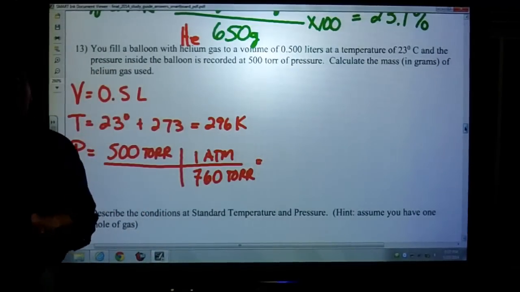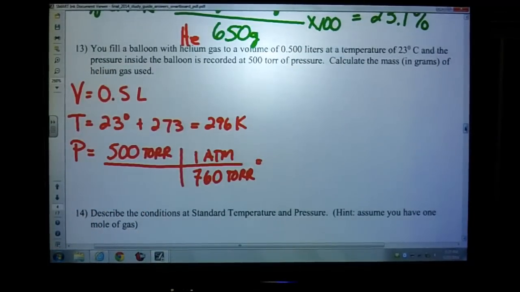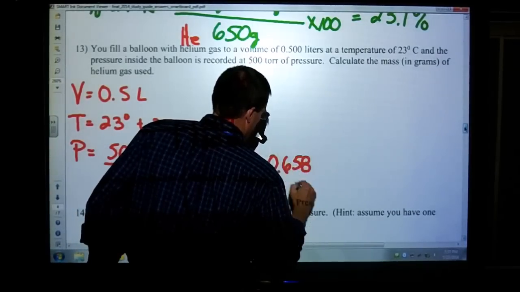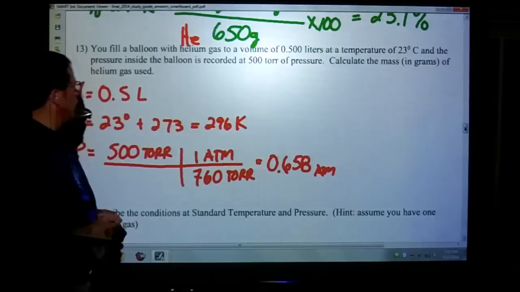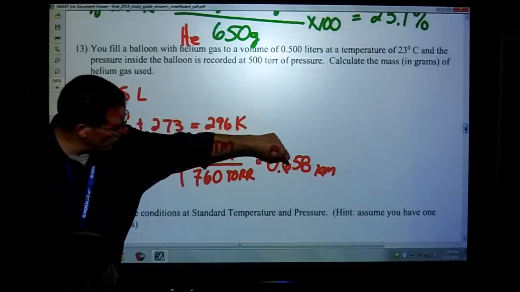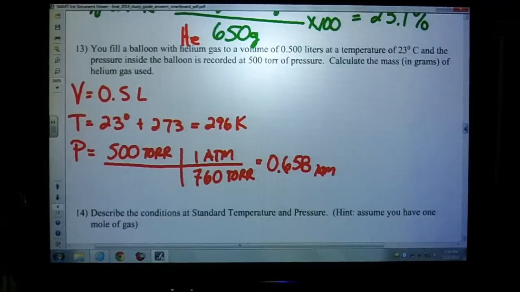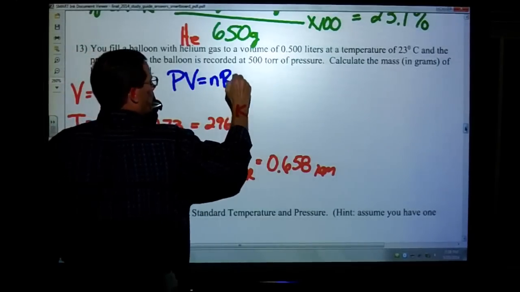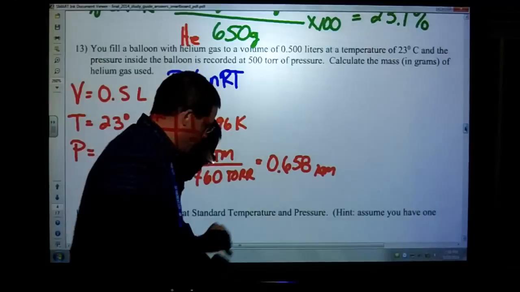And it wants us to calculate the mass in grams. Okay, so let me get a couple of these values real quick. So 500 divided by 760 is 0.658. Okay, so I have my units here. I have a half a liter, 296 Kelvin, 0.658 atmospheres of pressure.